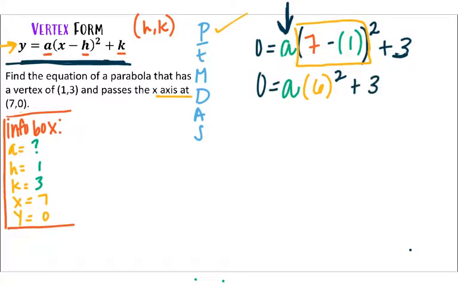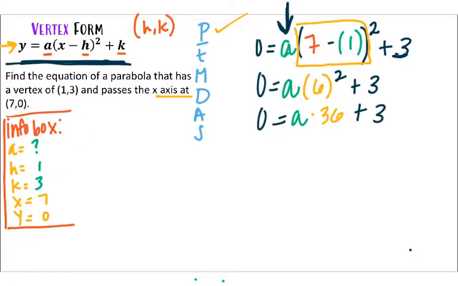So I did the P in PEMDAS. The next step is to handle the exponent. Our exponent is 6 squared. When you square 6, you get 36. So that becomes 0 is equal to, and hopefully you see the repetition, copy the A down again. If you do not touch it, please rewrite it in the next line of your equation. So 6 squared should give us 36. So we have A times 36, and then we have plus 3.